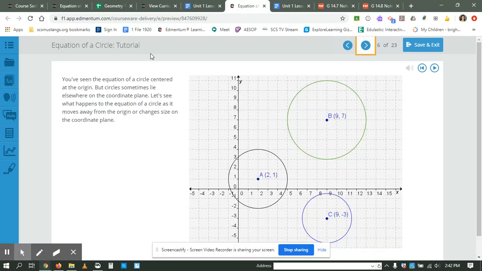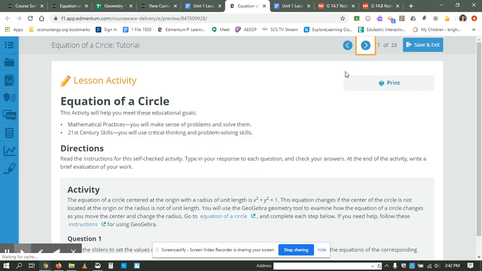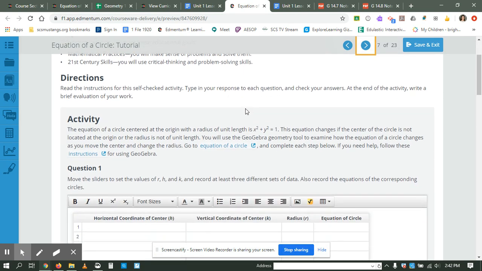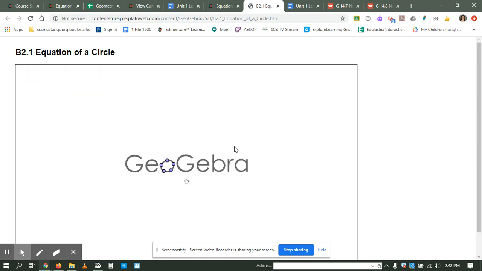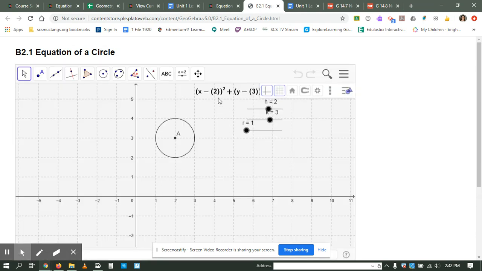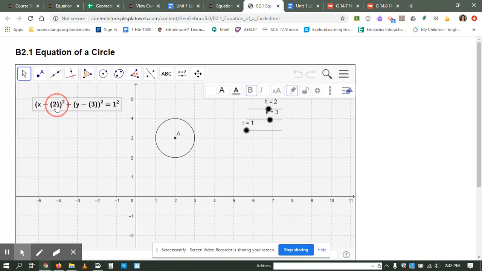Go ahead and read through this sixth slide. It gives you a couple examples, talks about what they're looking at. For the seventh slide, for the equation of the circle activity, I want you to go ahead and click on the equation of a circle in GeoGebra. And whenever I got here, I had a lot of trouble reading and seeing what this is. But if you just click and drag this guy over here, it makes it really easy to see.